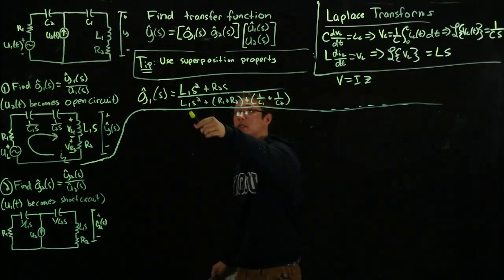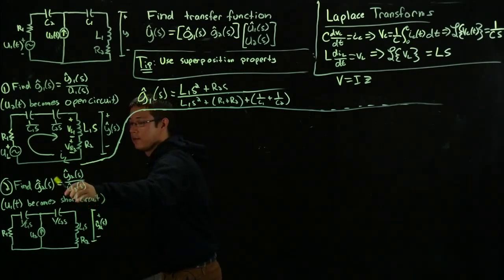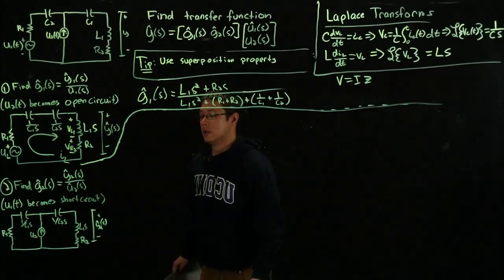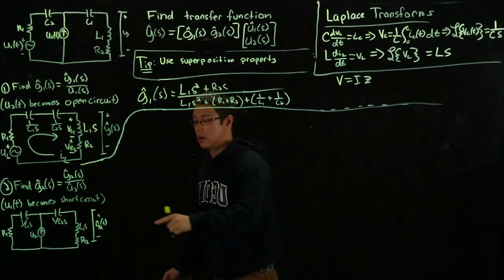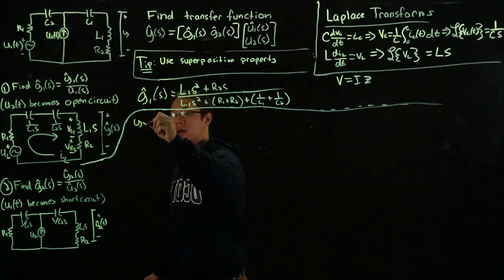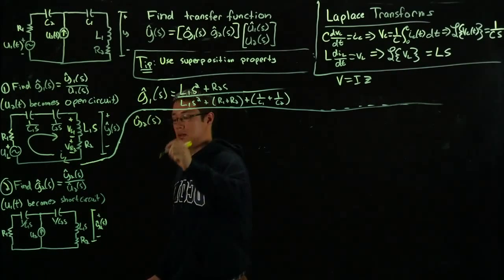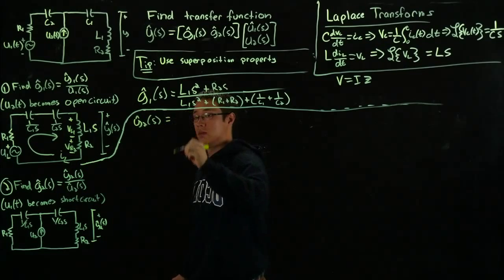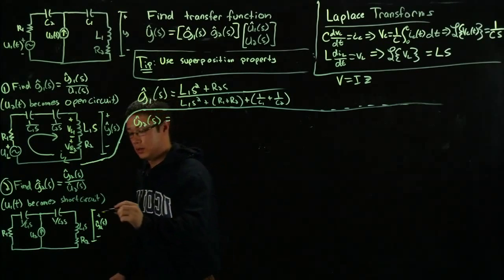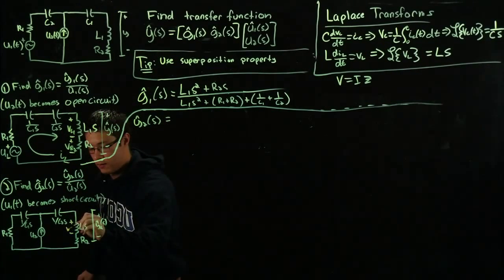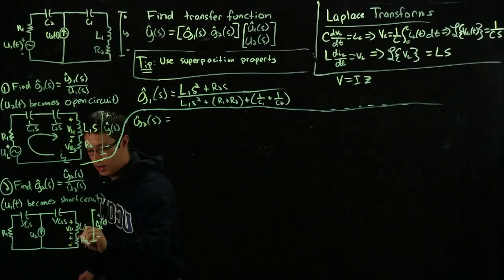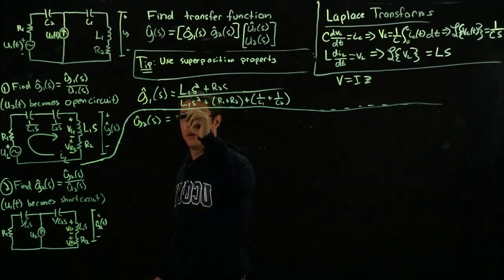So here's our G1 of S. Now we wish to find G2 of S. Starting similarly from before, we know that Y2 of S is equal to the sum of these two voltages, VL1 and VR2, which I'll write more clearly here.